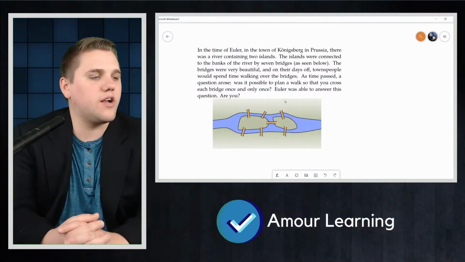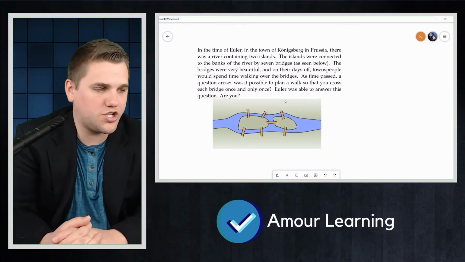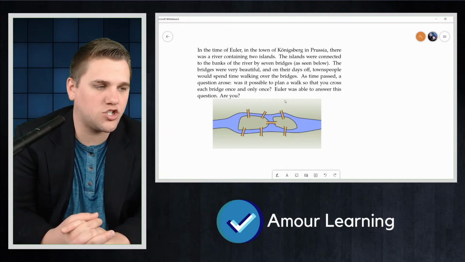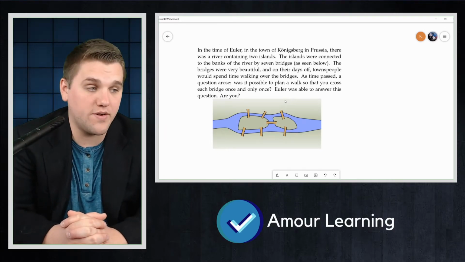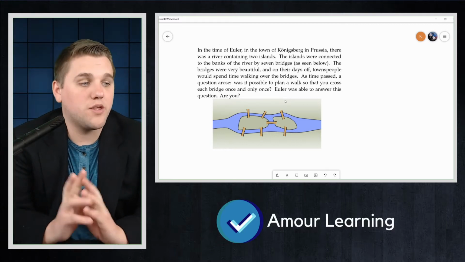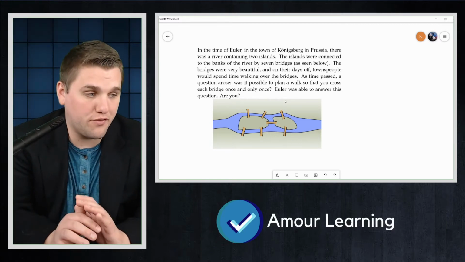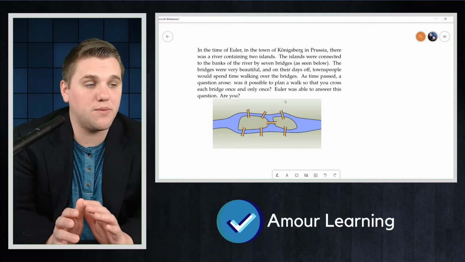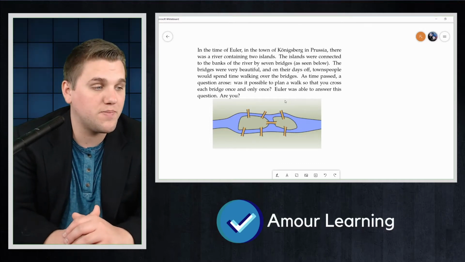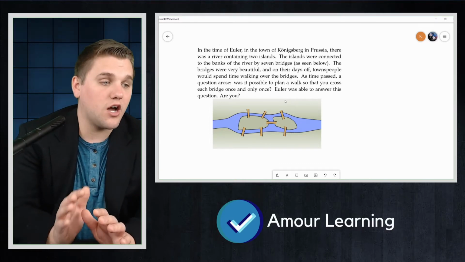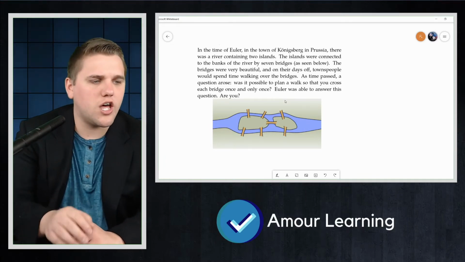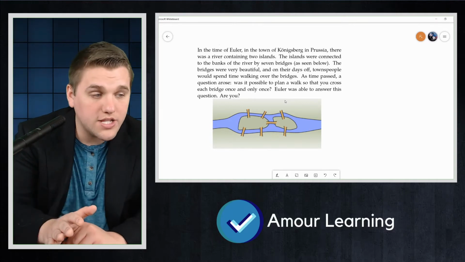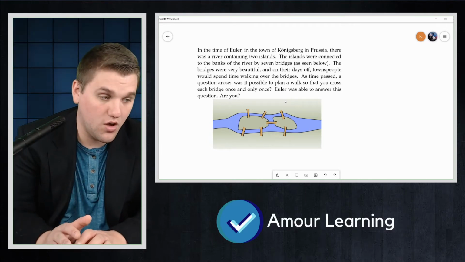In the time of Euler, in the town of Königsberg in Prussia, there was a river containing 2 islands. The islands were connected to the banks of the river by 7 bridges, as seen below. The bridges were very beautiful, and on their days off, townspeople would spend time walking over the bridges. As time passed, a question arose. Was it possible to plan a walk so that you cross each bridge once and only once?